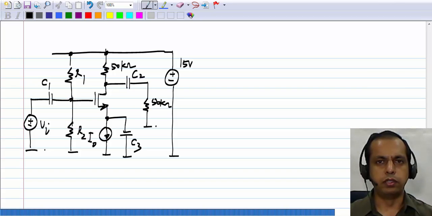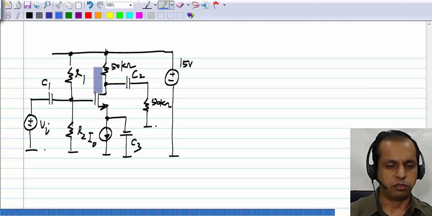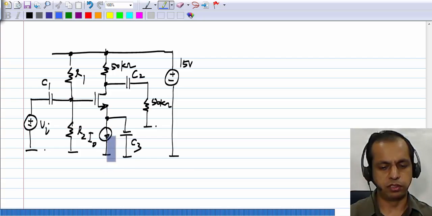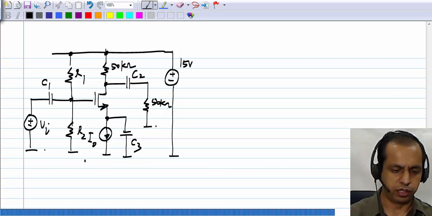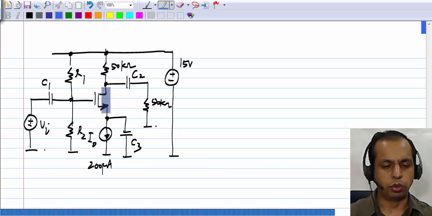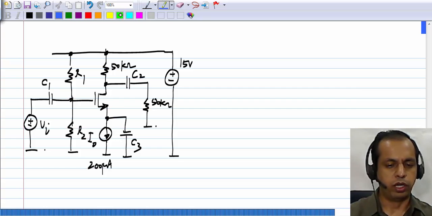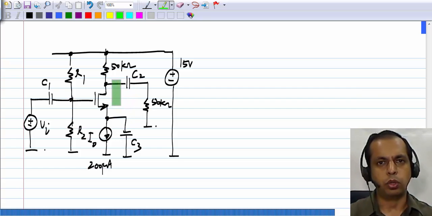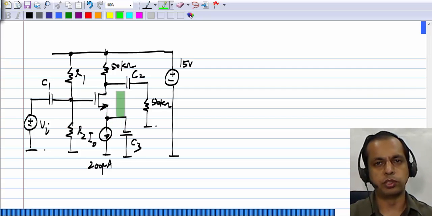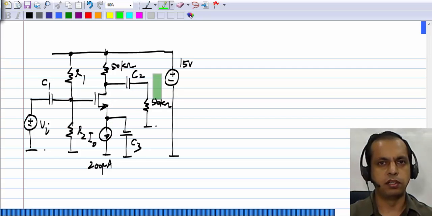Now we will evaluate the swing limits of this amplifier. What I have shown here is a common source amplifier with source feedback biasing. The swing limits depend on the total quantities. That is, when the total drain source voltage becomes smaller than total gate source voltage minus the threshold voltage, it enters triode region. Similarly, when the total drain current becomes 0, it enters cutoff.